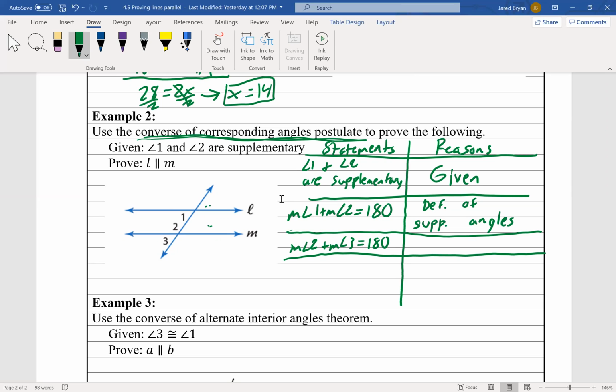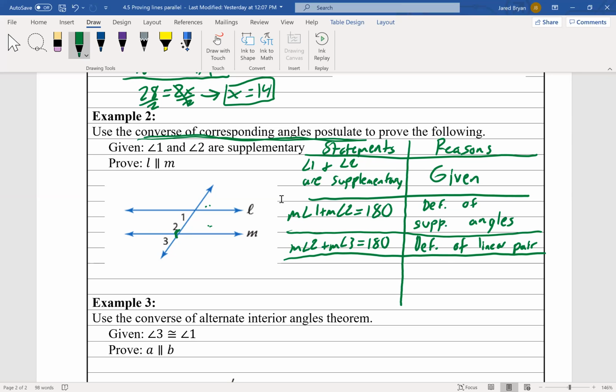Okay, so what is my reason? How can I say that angle 2 and 3 add up to 180? We have a name for these kinds of angles. This is what we call a linear pair. So my reason would just be the definition of linear pair. Okay, definition of linear pair.